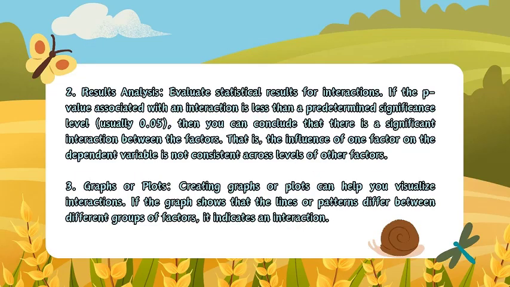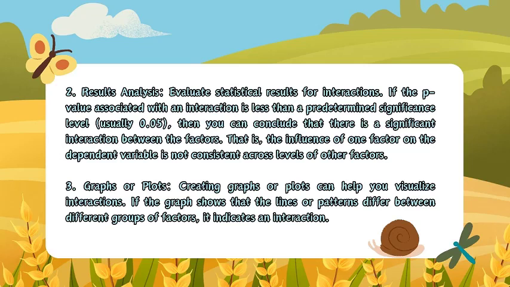Number 2 is result analysis. Evaluate statistical result for interaction. If the p-value associated with an interaction is less than a predetermined significance level, usually 0.05, then you can conclude that there is a significant interaction between the factors. That is, the influence of one factor on the dependent variable is not consistent across levels of other factors.